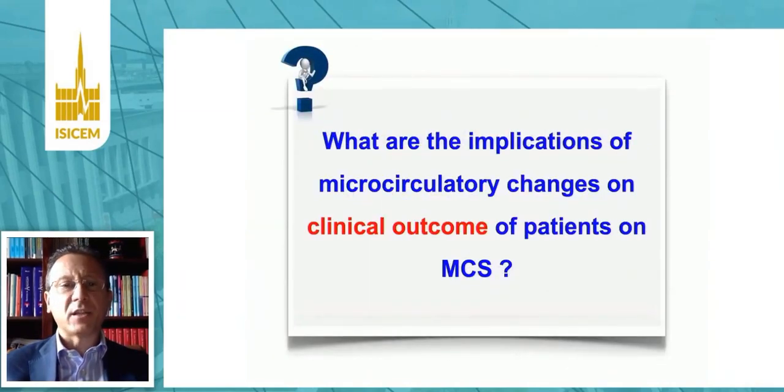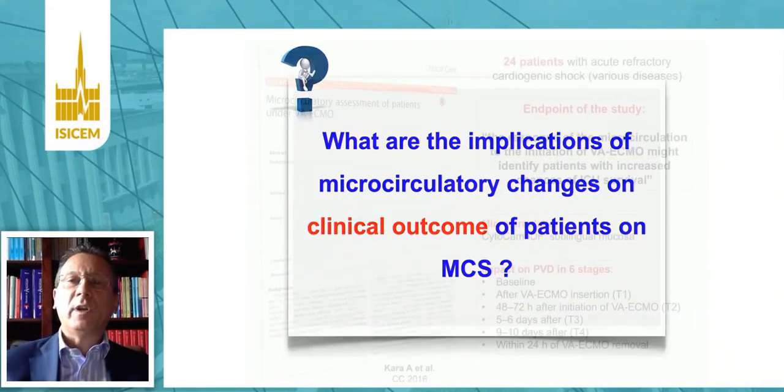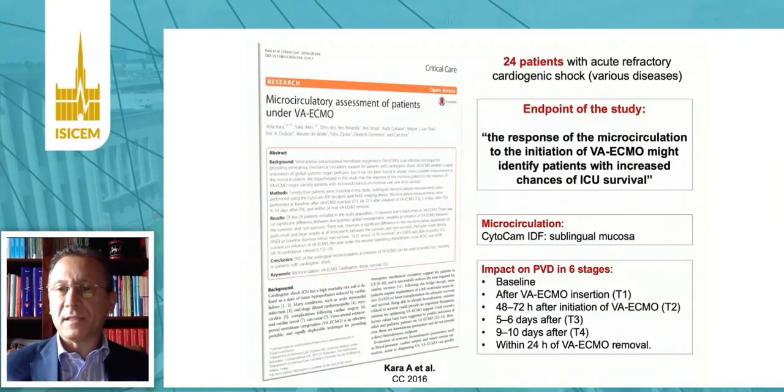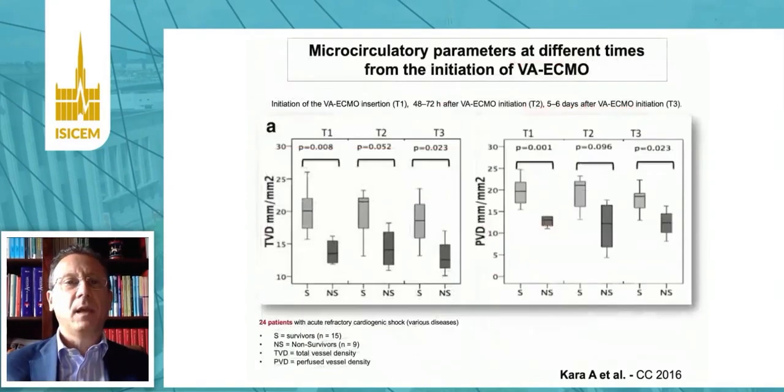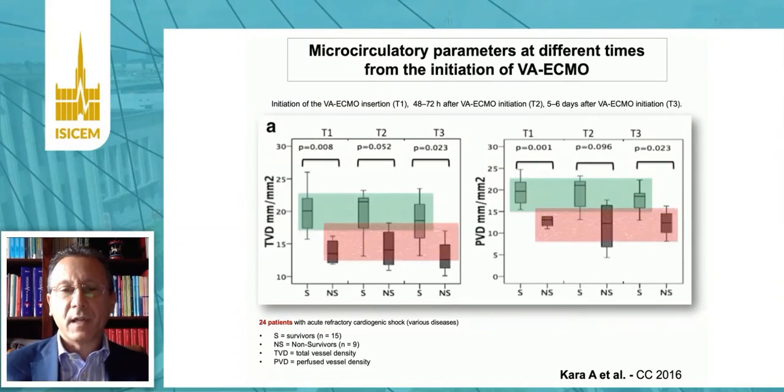But what are the implications of microcirculatory changes on clinical outcome of patients on mechanical circulatory support? In this study, 24 patients with acute refractory cardiogenic shock were supported by venous arterial ECMO. The microcirculation was studied with the third generation device, the IDF, at different times. And it was shown that in survivors, the microcirculation improved a lot, while the microcirculation of non-survivors did not improve. This is very important.